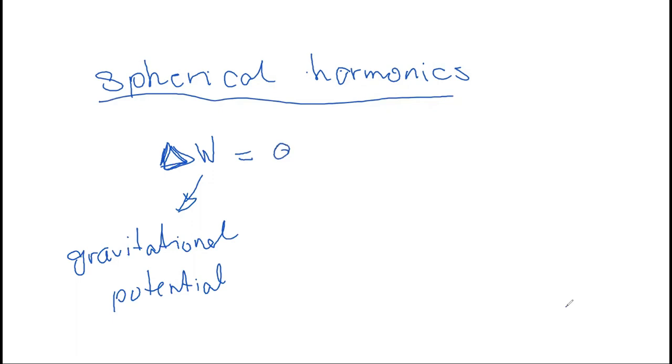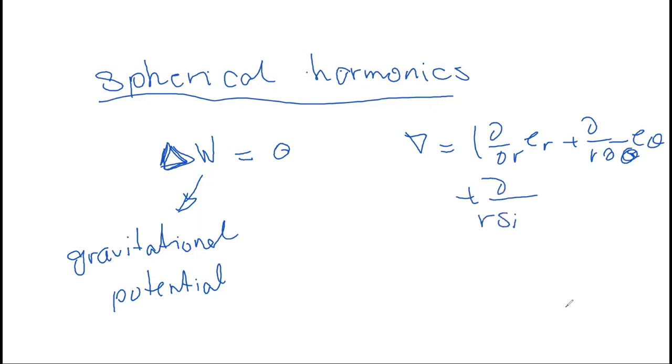We have the gradient operator, which is like that. Probably you have seen this before. Theta is latitude, plus derivative with respect to the other variables. And nabla is the gradient of the gradient, divergence.